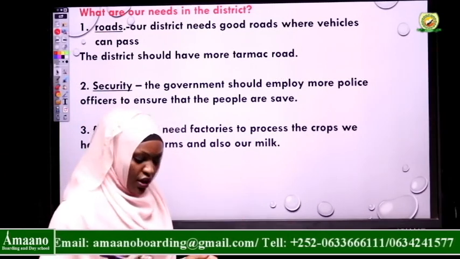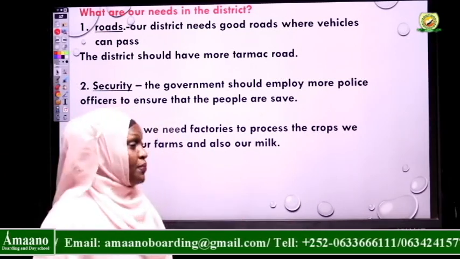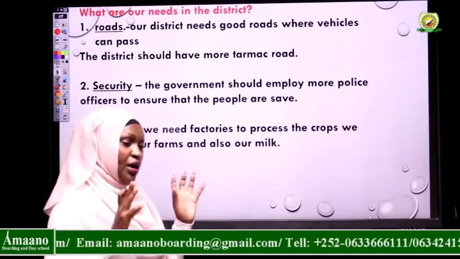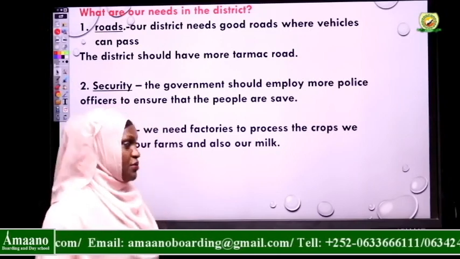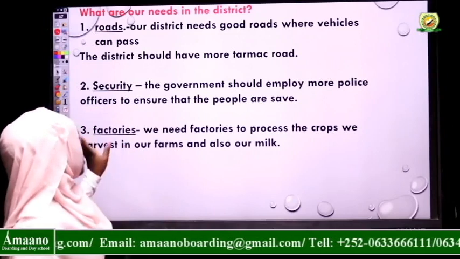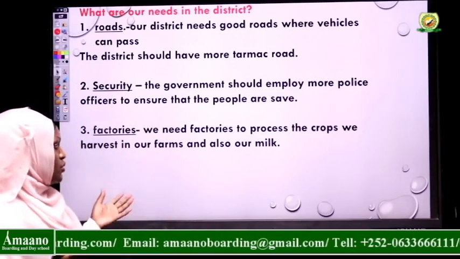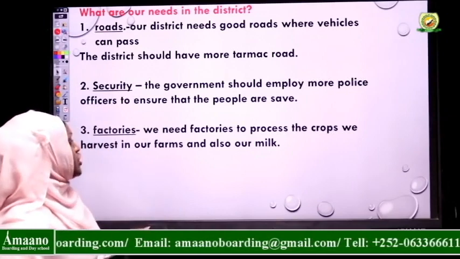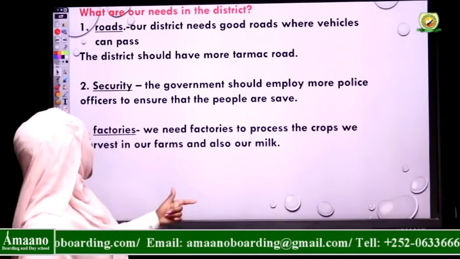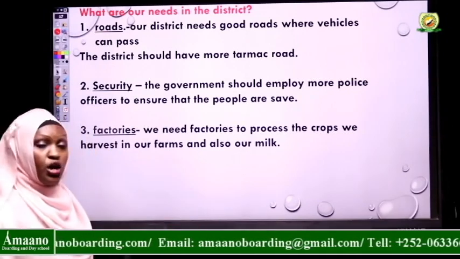You also, maybe after we milk our camels, we have the milk. Where do we take the milk to? We need to take the milk to the factory where the milk is processed and we get what we need. So we need factories to process the crops we harvest in our farm and also our milk.